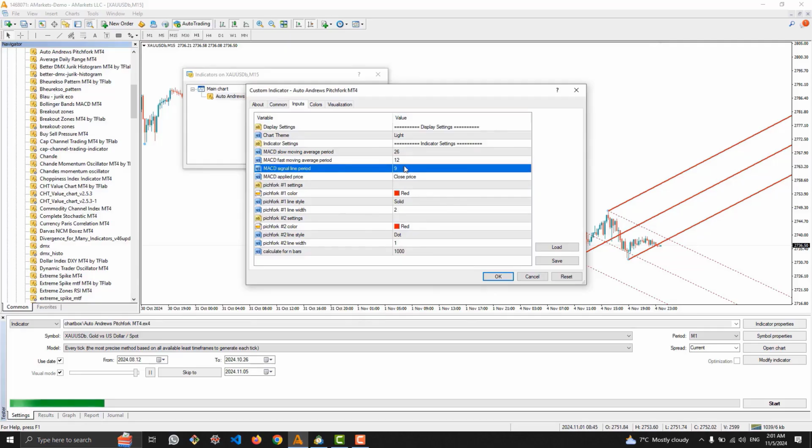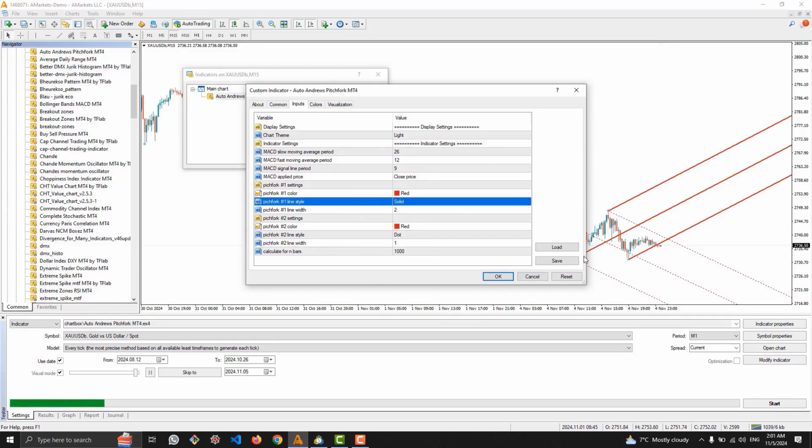There are 4 options for setting up the MACD indicator: the period of the slow moving average, the period of the fast moving average, the period of the MACD signal line, and the price on which we calculate the MACD.